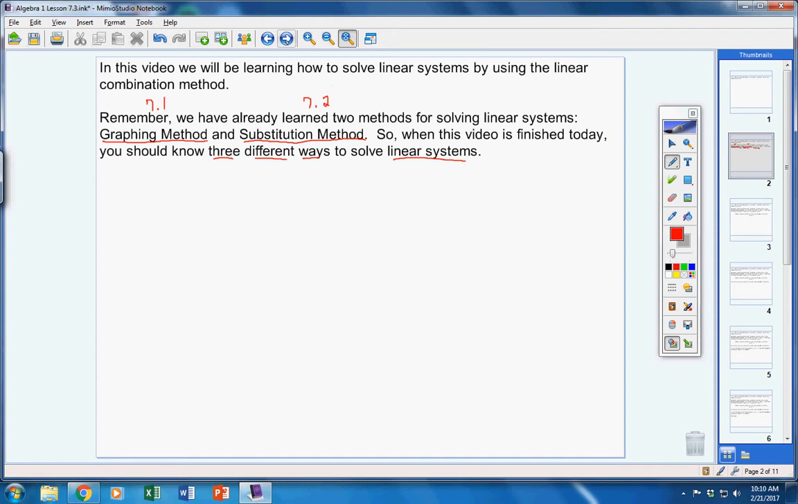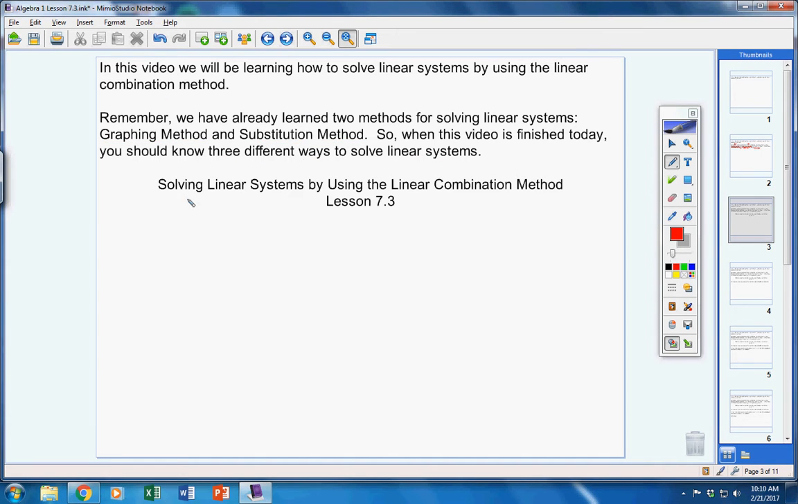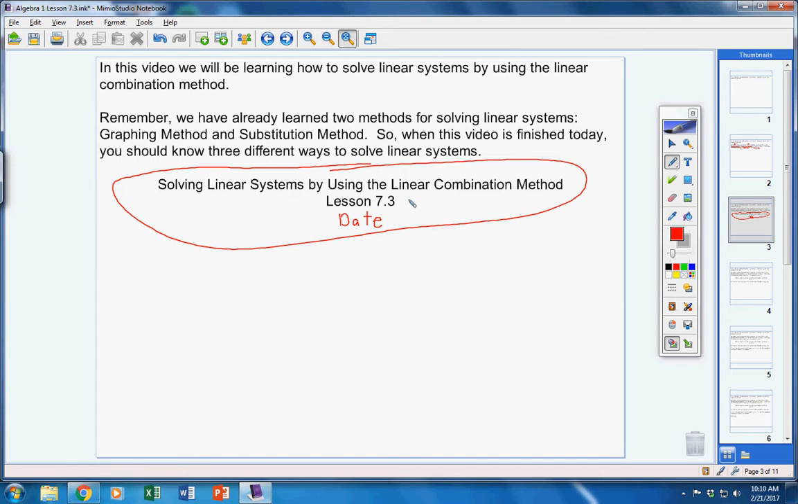Here's your heading for today. Please copy this down: Solving linear systems by using the linear combination method, lesson 7.3, and be sure to include today's date.